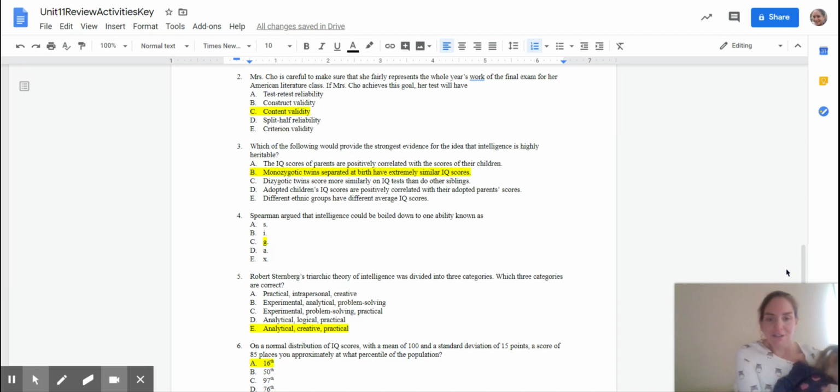Spearman argued that intelligence could be boiled down to one ability known as G. Robert Sternberg's triarchic theory of intelligence argues against this: analytical, creative, practical.